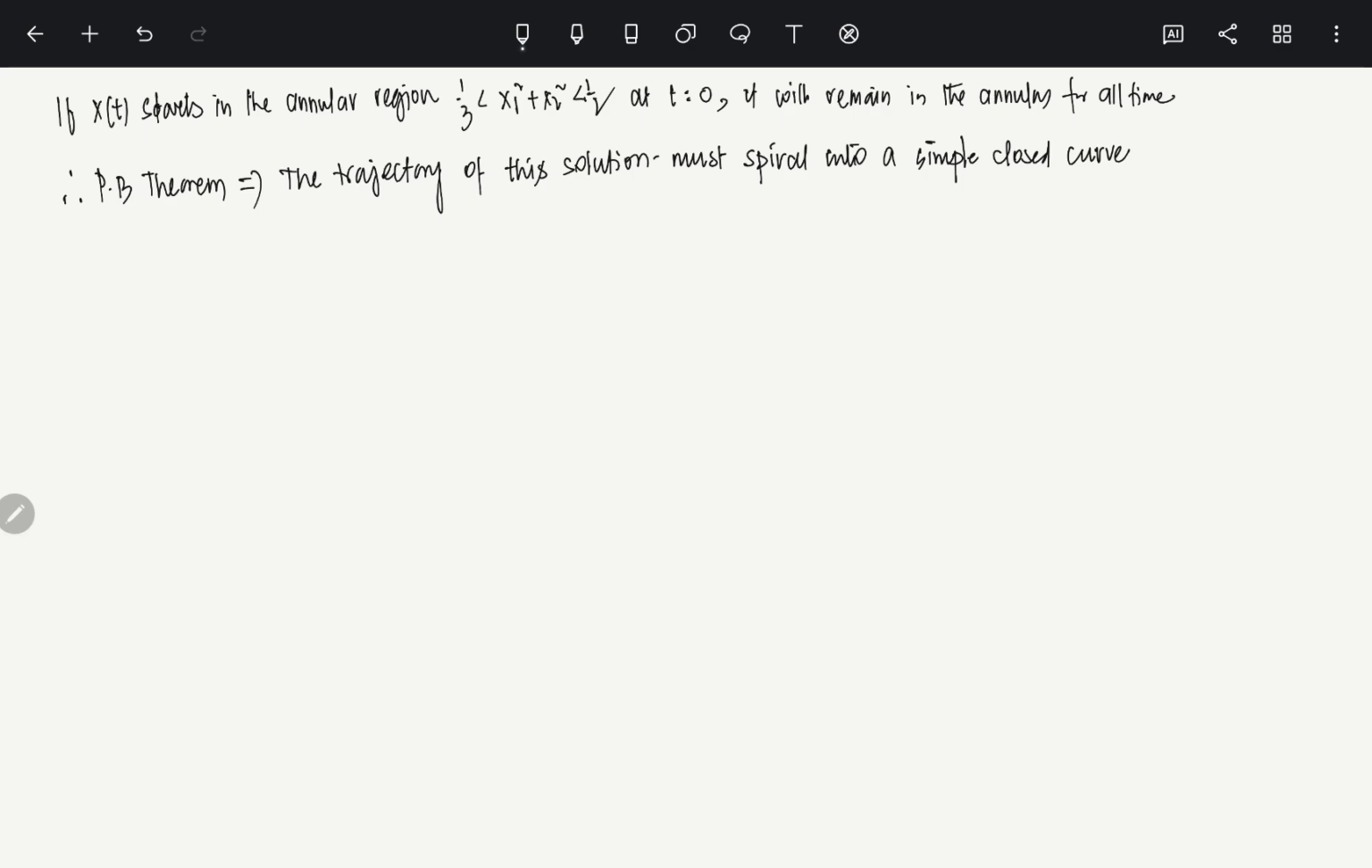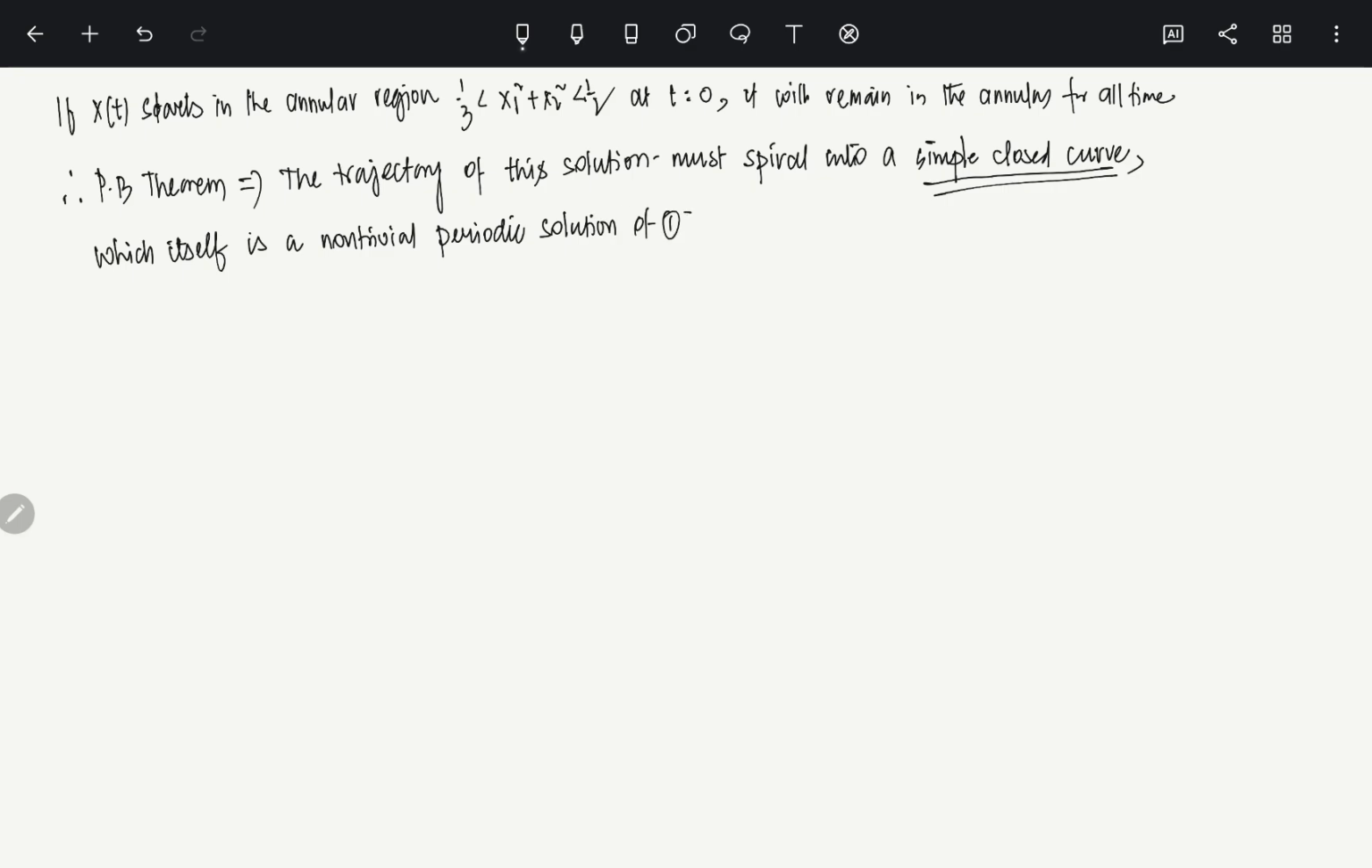Right? What is the guarantee? That is what Poincare-Bendixson says: if you have a trajectory which you can trap inside a region which does not contain a critical point, then that has to spiral into a simple closed curve. And what is so special about this simple closed curve? This actually is the solution of this problem, which itself is a non-trivial periodic solution of the system.